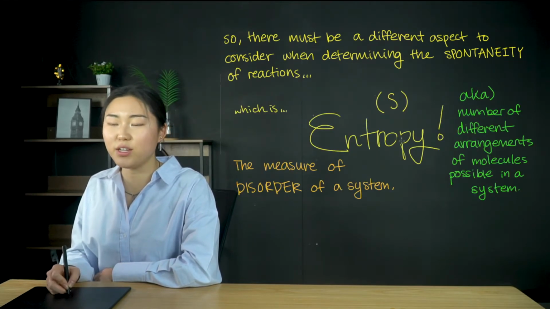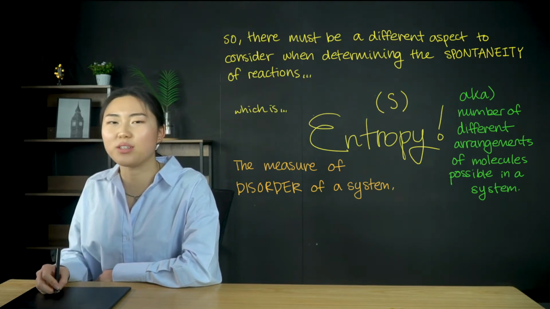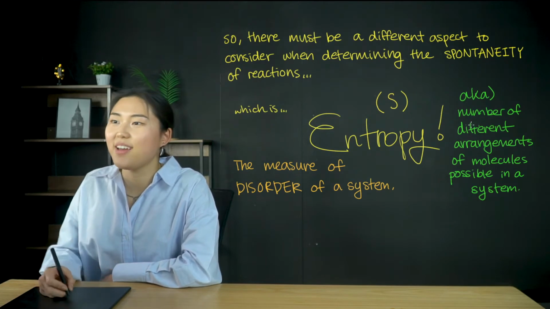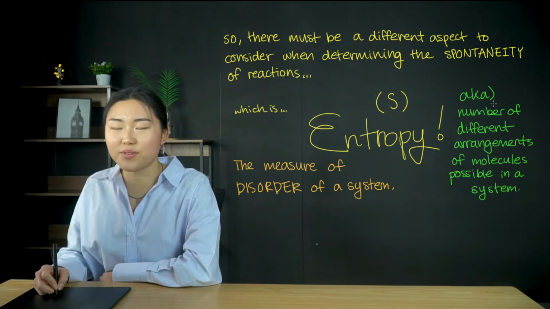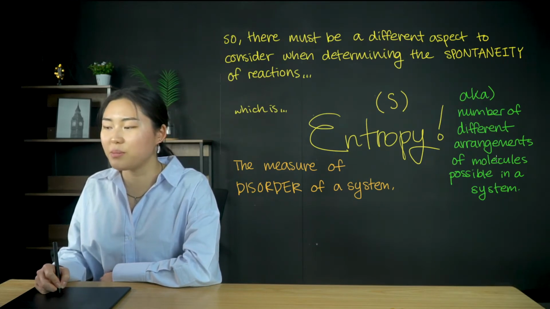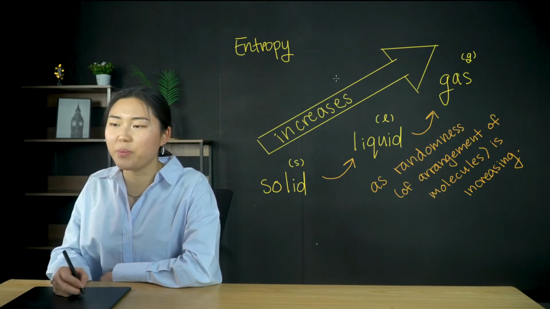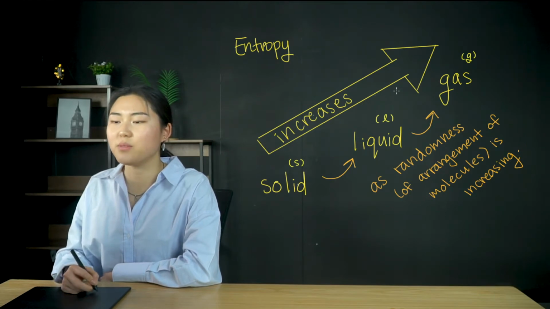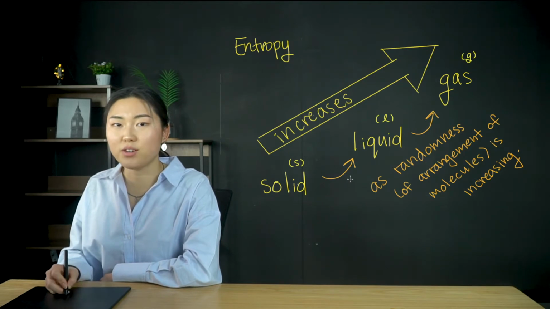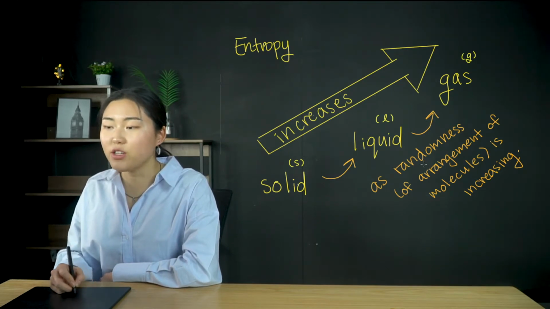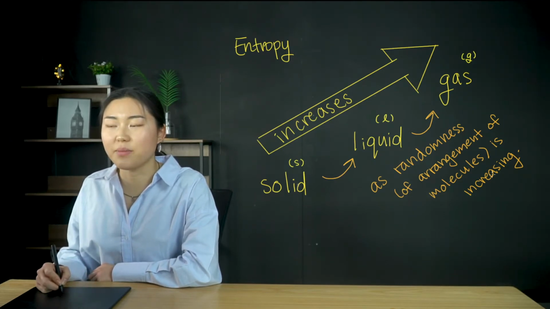Entropy is the measure of disorder of a system, and it's favorable for more disorder. So more randomness, the better. It's also known as the number of different arrangements of molecules possible in a system. Okay, so let's discuss further. Entropy will be increasing as you go from solid to liquid to gas. The reason why the entropy increases is because the arrangement of molecules in solids, liquids, and gases is becoming more random as you go there.